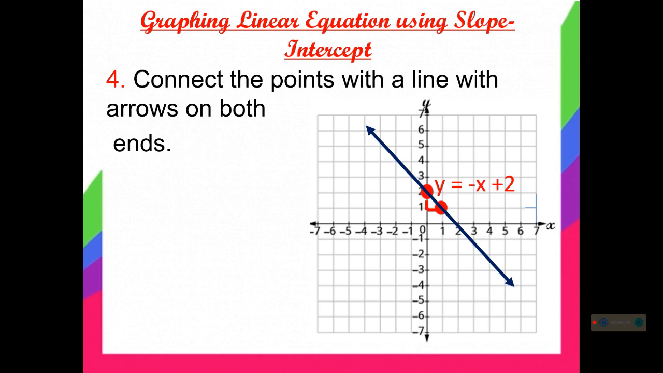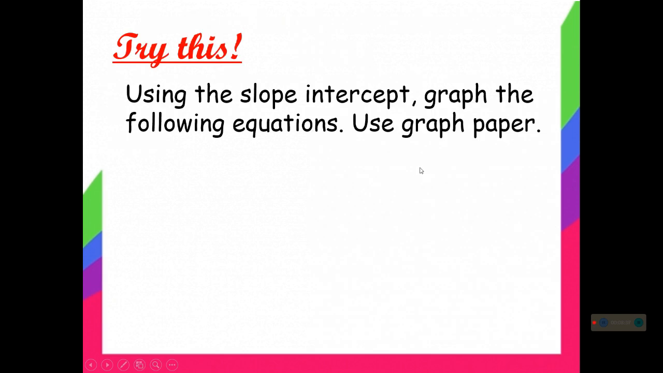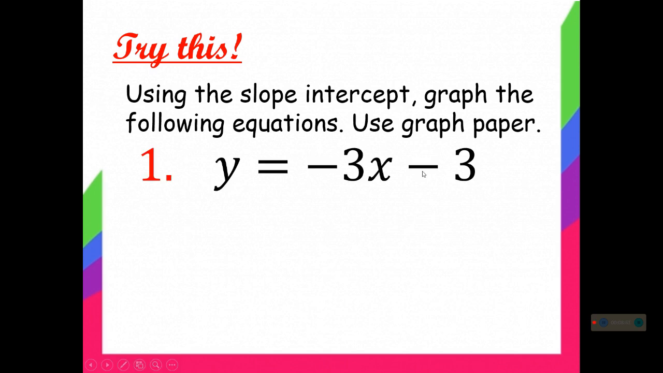Any question? I hope it is clear. So let's now proceed with this. You are going to try this. Using the slope-intercept, graph the following equations. You are going to use graph paper so that it is more accurate. Number 1, we have y equals negative 3x minus 3. So get your Cartesian plane on your graph paper.